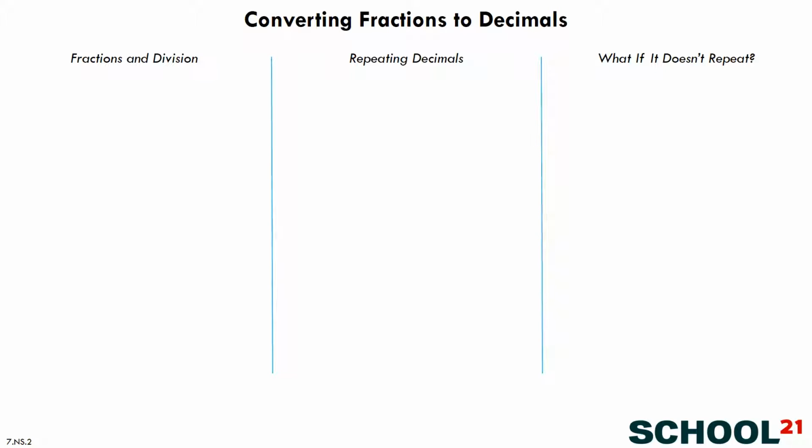All right, we're here with our rock star to be talking about converting fractions to decimals. And we're also going to learn a little bit about rational and irrational numbers. Ready to go? Okay, so let's talk first about what fractions and division are and how they're related to each other. Really, 3/5 is the same as 3 divided by 5. A fraction is just a different way of writing division.